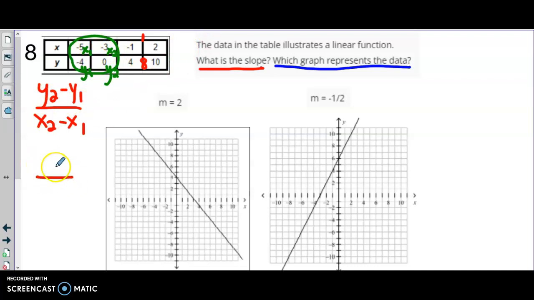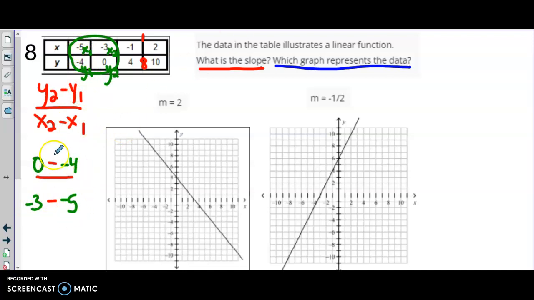And then we're going to plug it into our slope formula. Remember, I like to go ahead and put the minus signs there so I don't mess that up. The first thing is y2, and my y2 is 0. Then I need y1, and my y1 is -4. Then I need x2, and my x2 is -3. And then I need x1, which is -5.